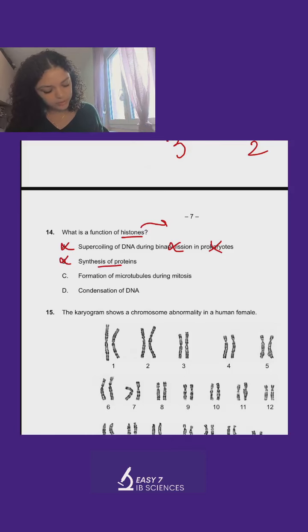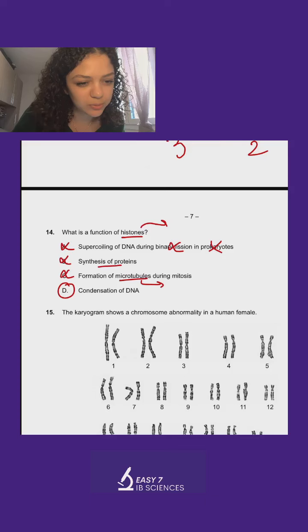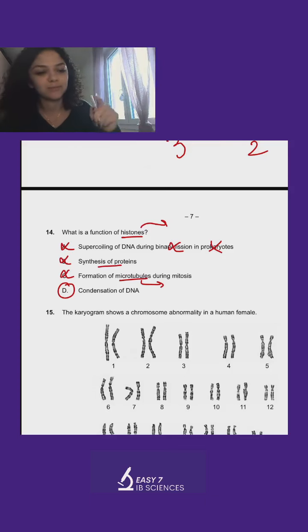Next, it says formation of microtubules during mitosis. No, that's not the function. And it is for the condensation or supercoiling of DNA. That's why our answer is D. What is the specific organelle responsible for the formation of microtubules? Bonus points. Forcing you guys to do some active recall study.